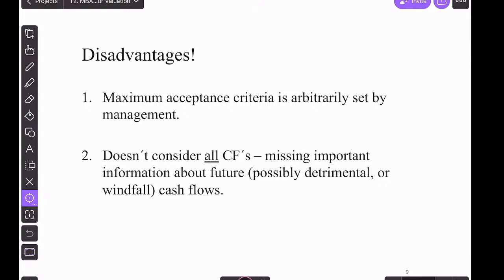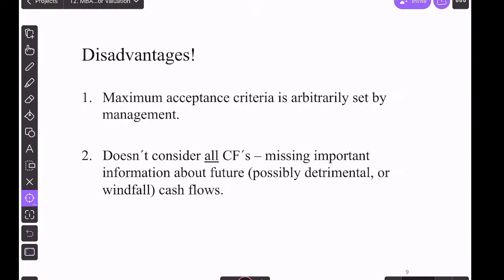So these are just some disadvantages, like I mentioned, that another thing you have to determine is, management is going to say, well, we want the project to pay back in 2 or 3 years. That's very subjective. Just looking at the cash flows, maybe you can change their mind if they could wait around for future cash flows. And that's a big point. If you don't consider all cash flows, you're missing important information about future, possibly detrimental or windfall, large cash flows.